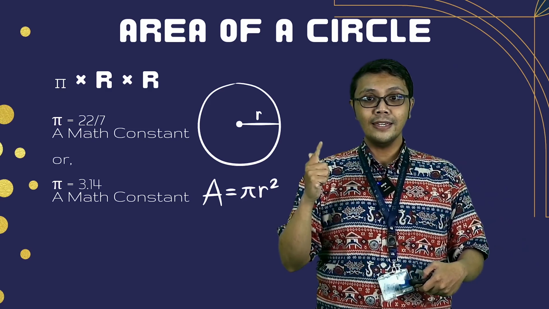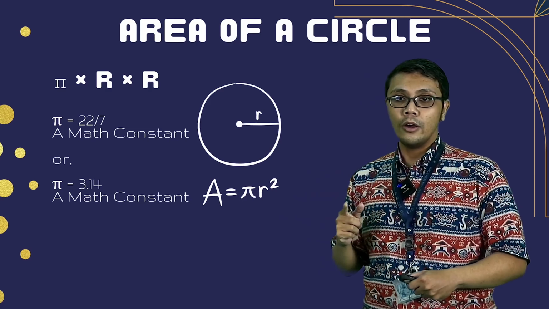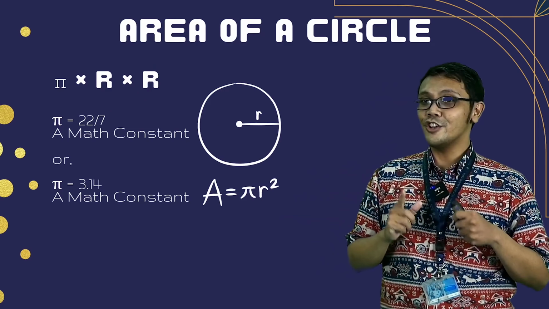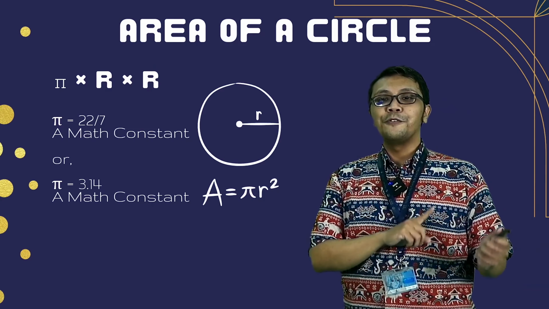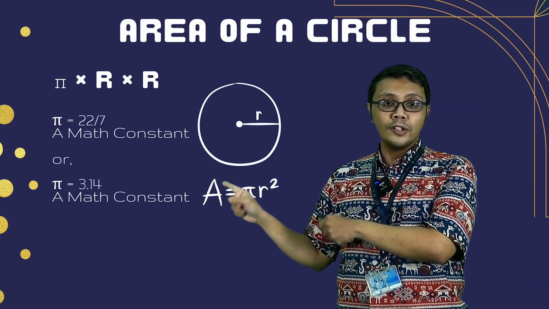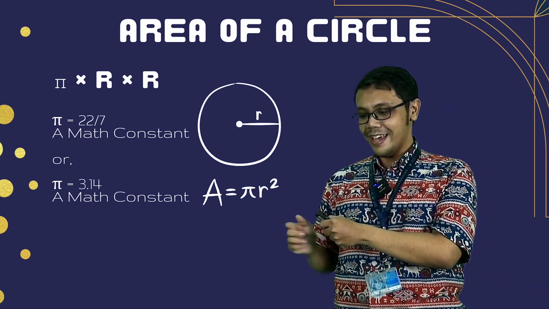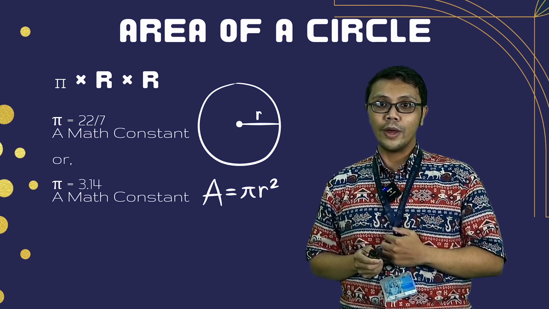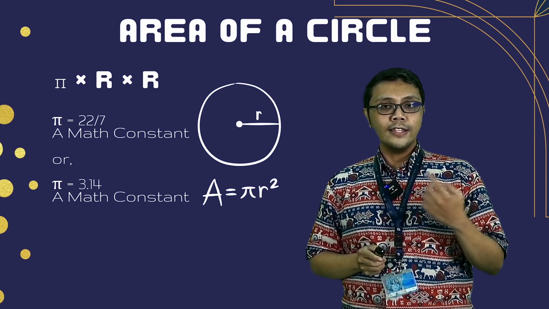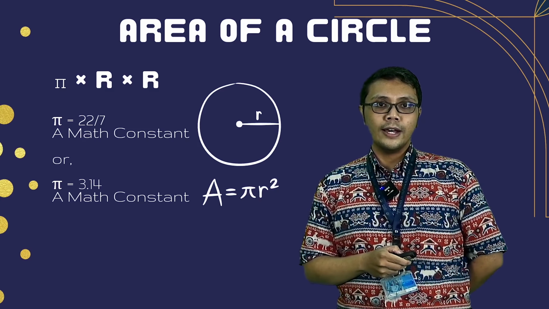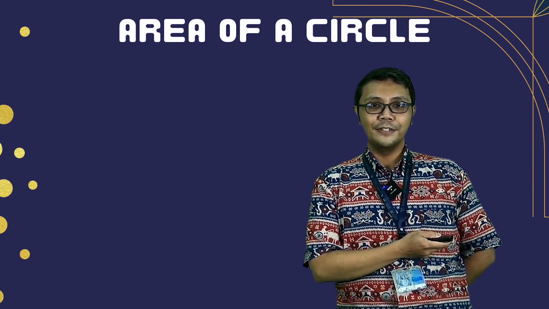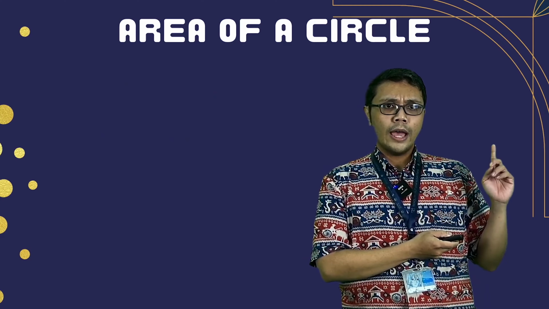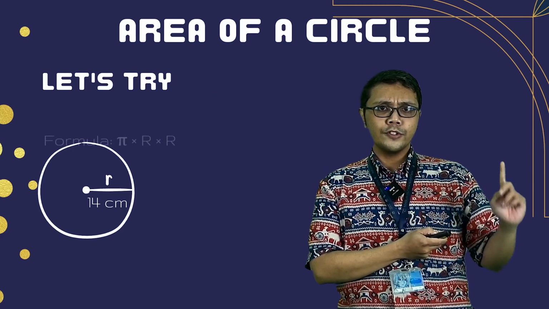But if you see that the value of the radius is not a multiple of 7, you can right away use pi as 3.14. Okay? I hope you understand well. And so let's practice how to use this formula in real life, alright? So let's do this. I will give you the very first question.